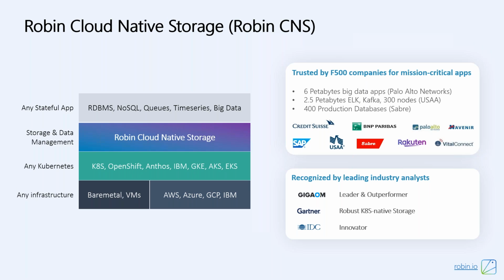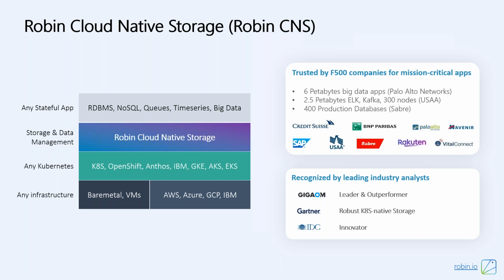So at Palo Alto Networks, we are running 6 petabytes of big data applications, including Cloudera, on Robin. At USAA, more than 2 petabytes of data running in Elastic Stack and Kafka on about 300 nodes, right? It's a massive deployment, and this is very critical for their day-to-day operations. And at Sabre, more than 400 Oracle databases running on Robin.